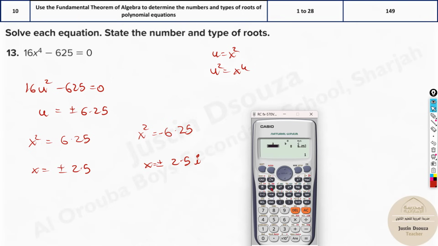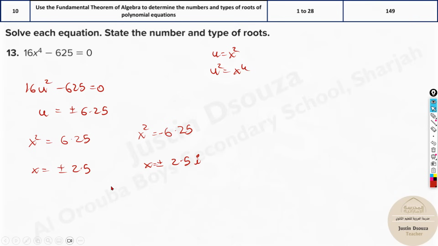Or you can also use the square root. Let's go to mode 1. Square root of 6.25. Here you can't put a negative sign. If it's negative, just understand there is an imaginary i that must be added. That's it. 5 by 2 is 2.5. So this is how we can solve it.